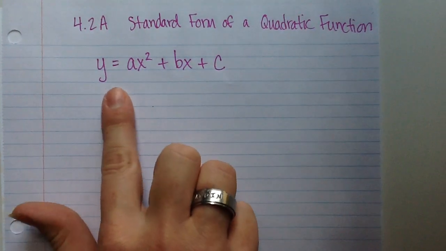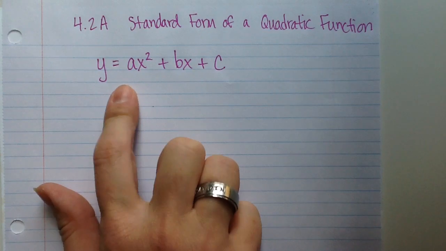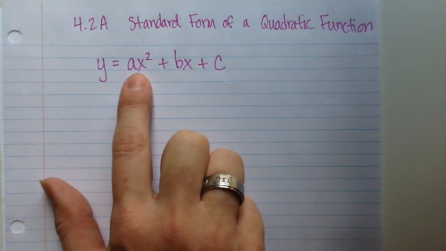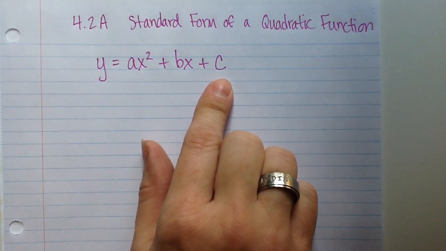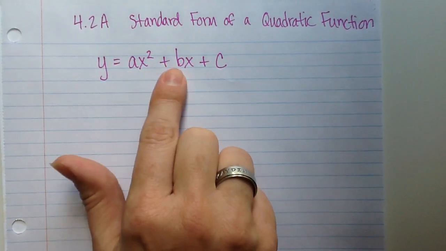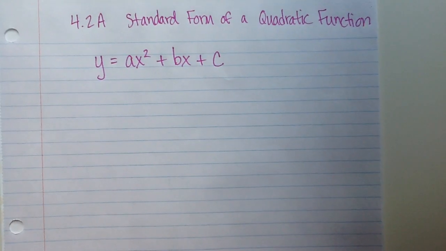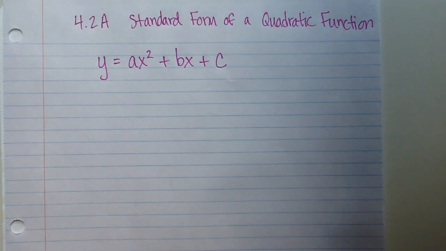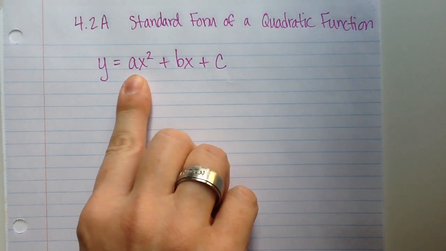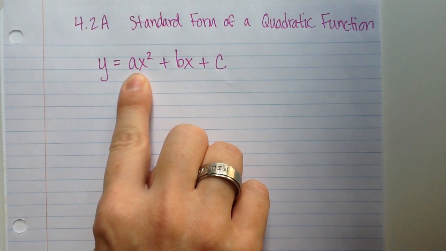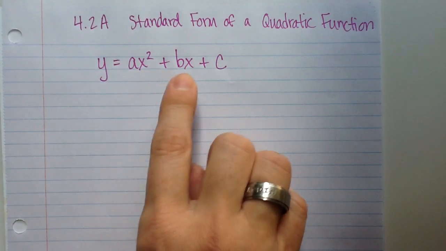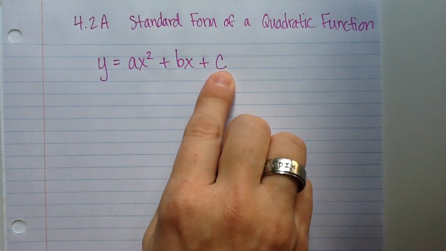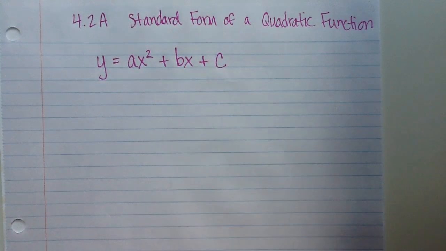So this is the standard form for a quadratic function. Y equals ax squared plus bx plus c. Now the a, b, and c are going to be numbers. They can be fractions, they could be decimals, they could be integers. The a is the only one that can't be 0, because if the a was 0, then it would not be quadratic anymore, because we wouldn't have an x squared term. The b could be 0, and the c could be 0, and we'd still have a parabola.